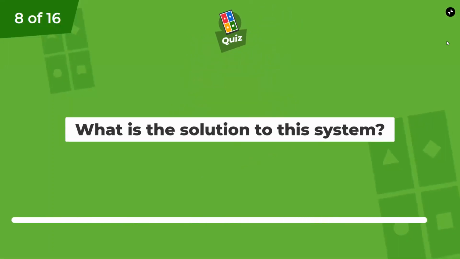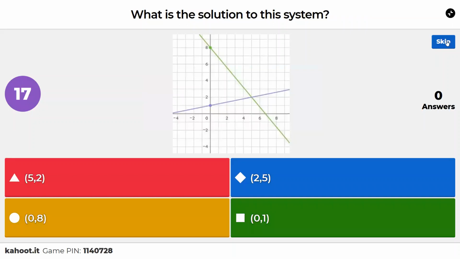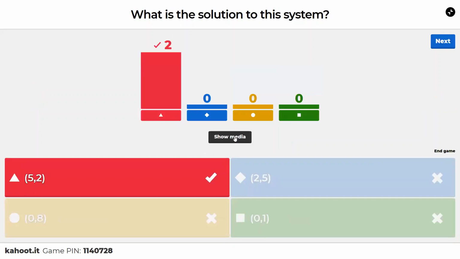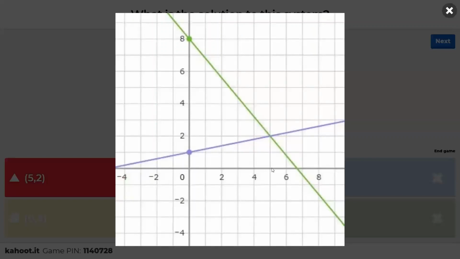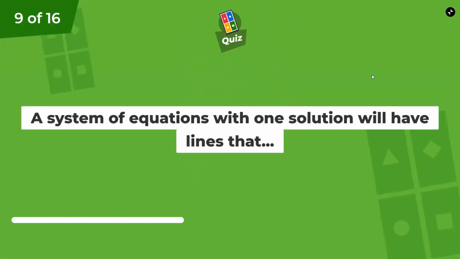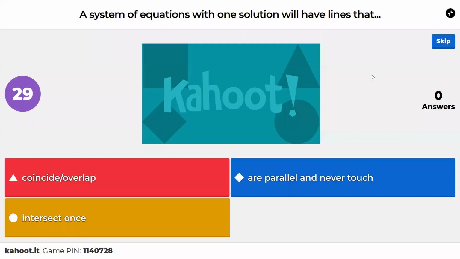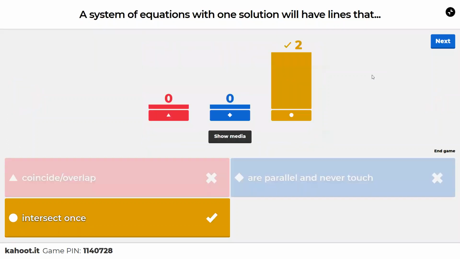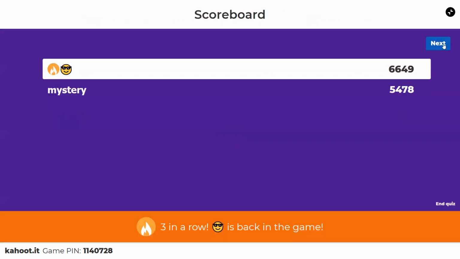What is the solution to this system? All right, nicely done. 5, comma 2. 5 right, 2 up is the location of this point, and that's where they touch. A system of equations with one solution will have lines that coincide, are parallel, or intersect once. Intersect once, very good. If they have one solution, they'll just touch one time.